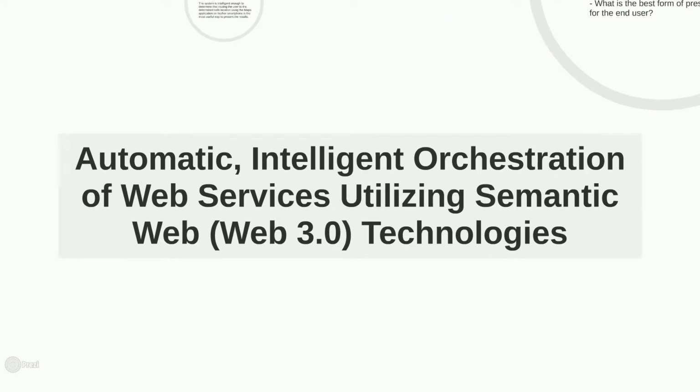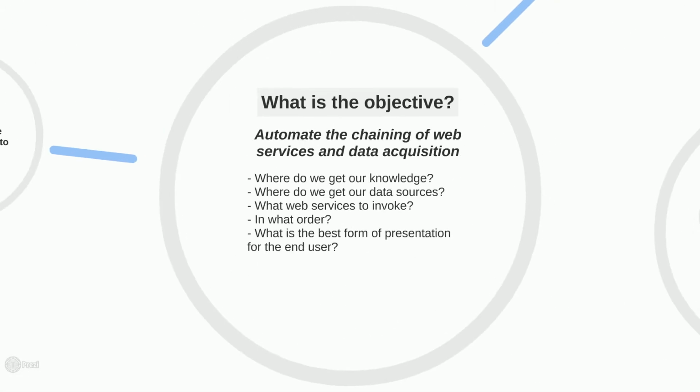My research is titled Automatic and Intelligent Orchestration of Web Services Utilizing Semantic Web Technologies. Now, to the members in the audience unfamiliar with these terms, web services are simply services found on the web that offer functionality in terms of processing, and orchestration simply means the linking or chaining of these web services to produce useful output. What is the objective of my research?